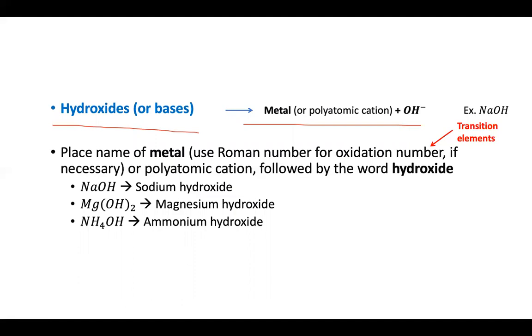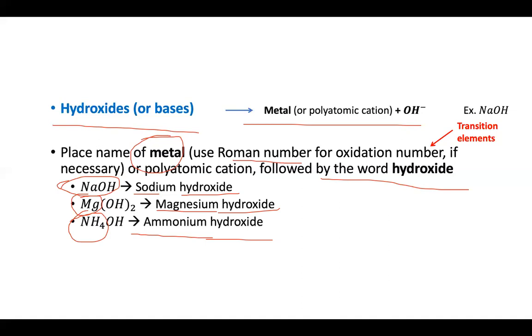The way to name bases is very easy. What we have to do is write the name of the metal, including Roman numerals in case we have a transition element, and then add the word hydroxide. So it's quite simple. For example, here we have NaOH. We just write sodium and the word hydroxide. Here we have magnesium hydroxide. And here, for example, ammonium hydroxide.